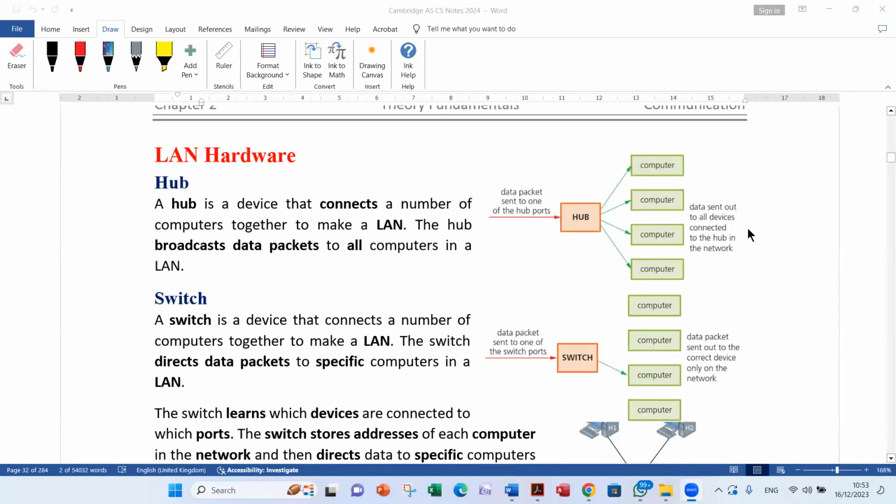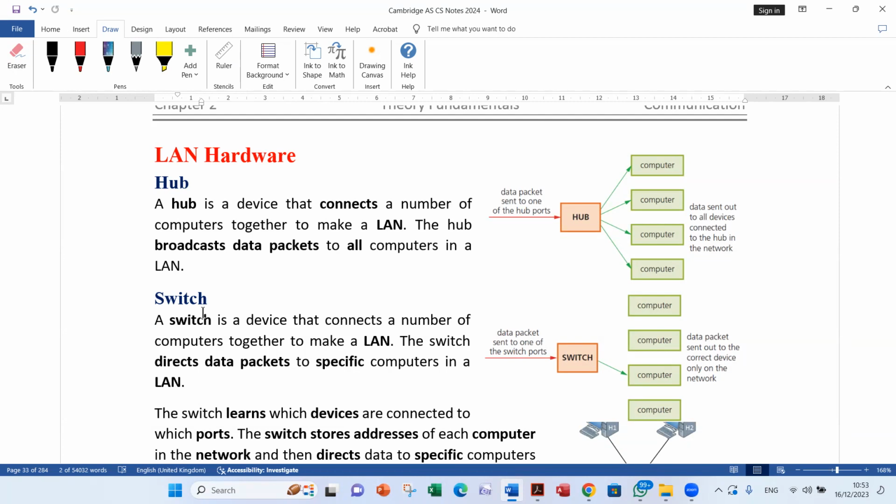Now we move to another topic that I wish will be familiar for you. LAN hardware. You should know what a hub and a switch are. Okay, so a hub and switch both are used to connect data in a local area network. Both are used to connect computers specifically in a star local area network. Star local area network. Okay?